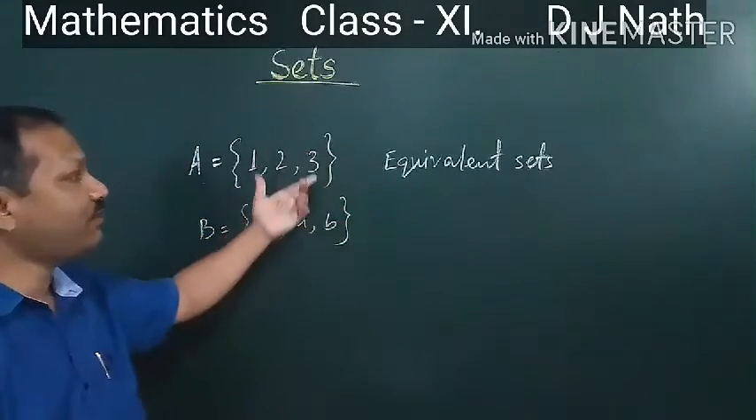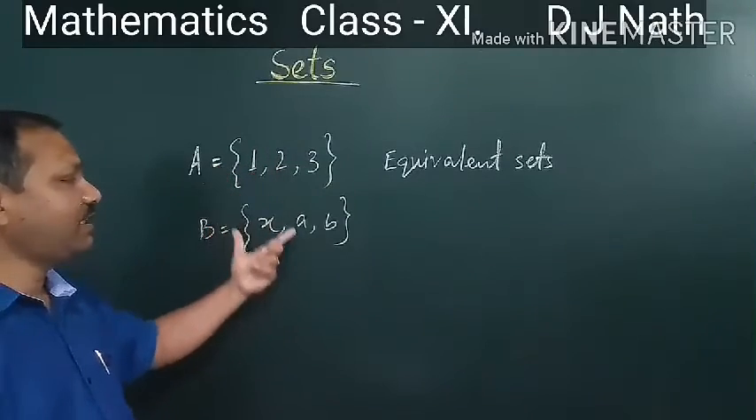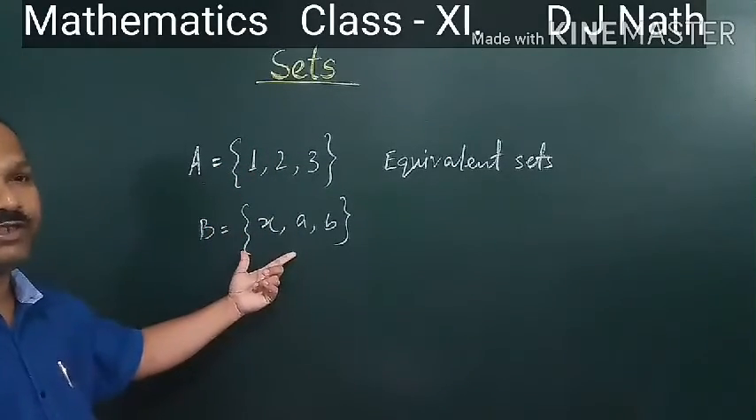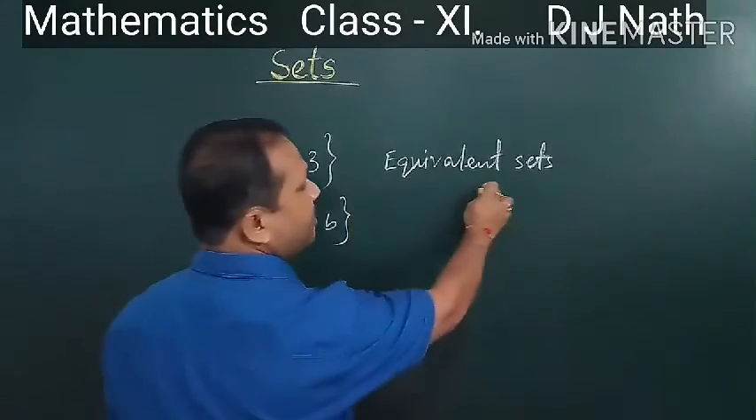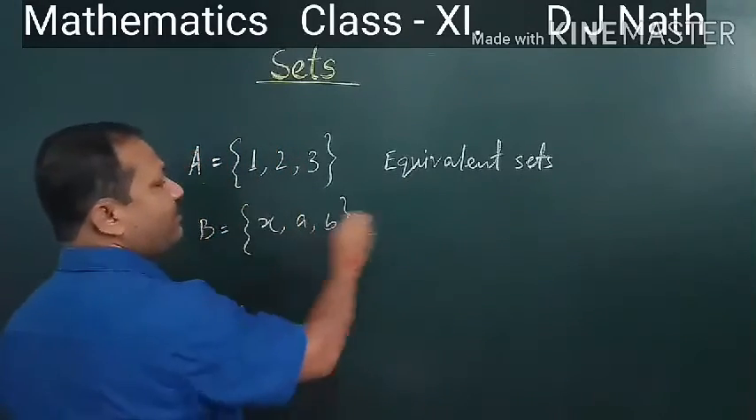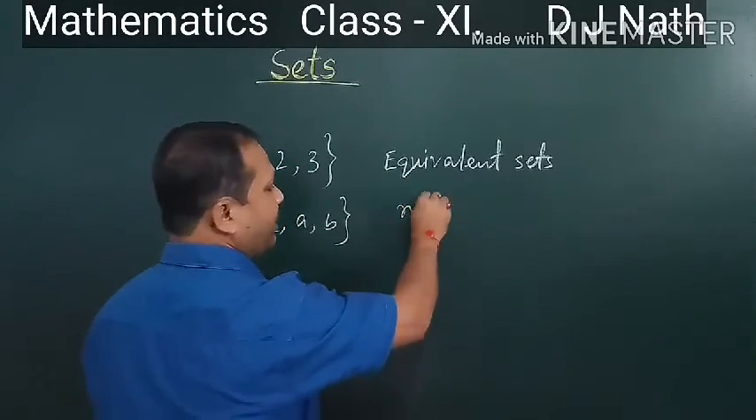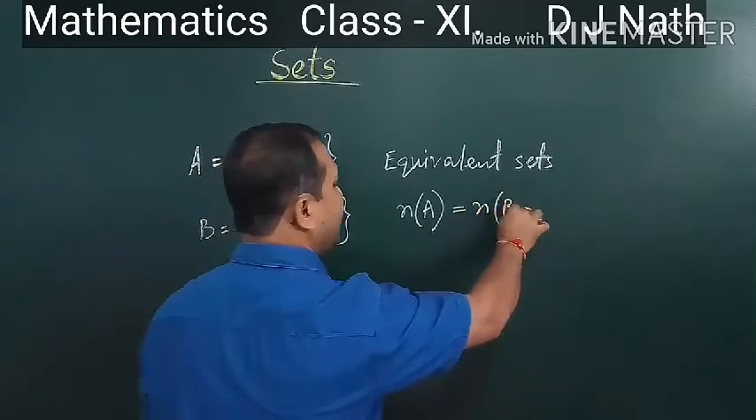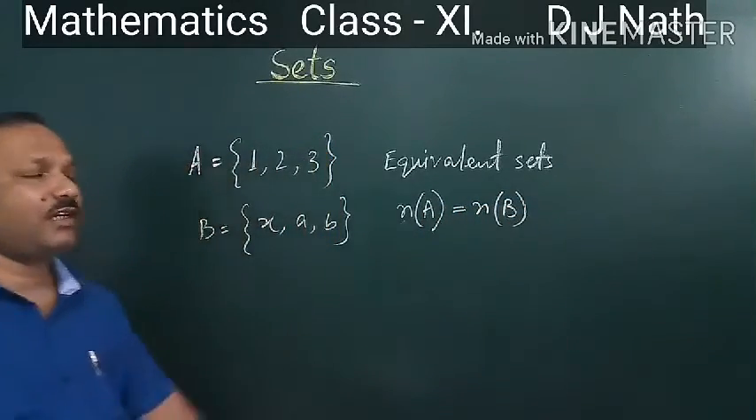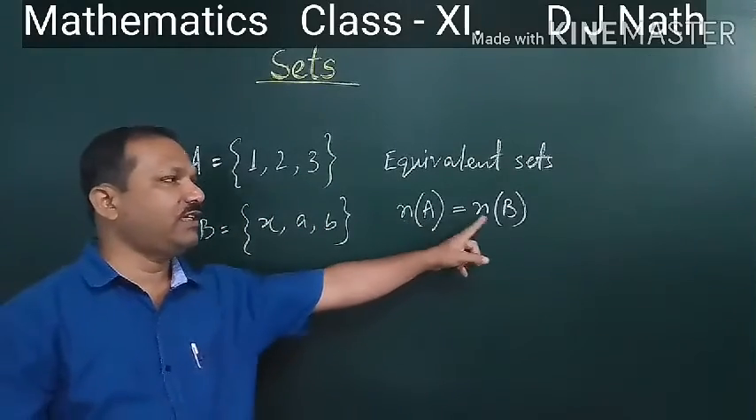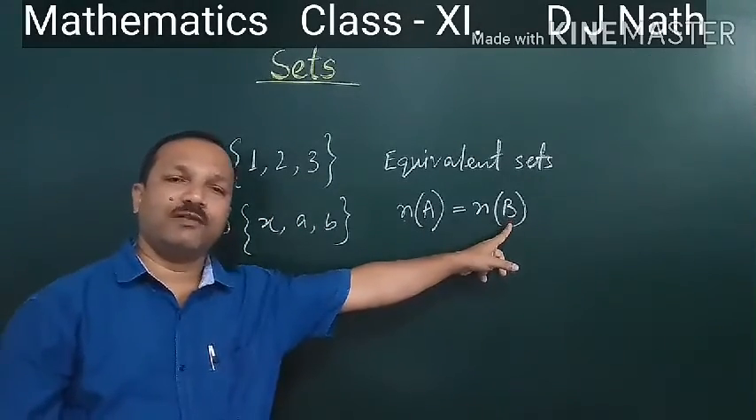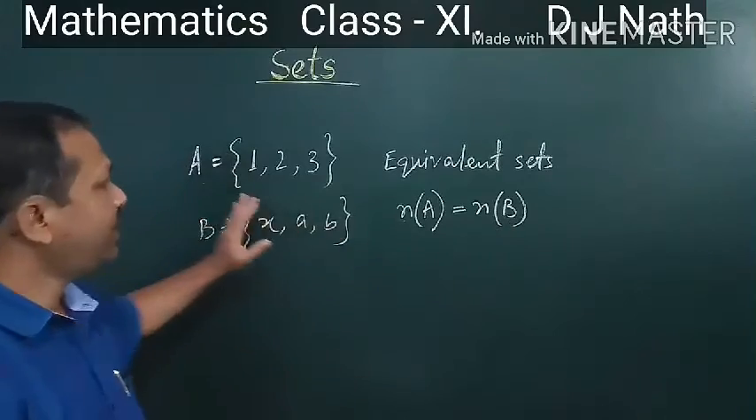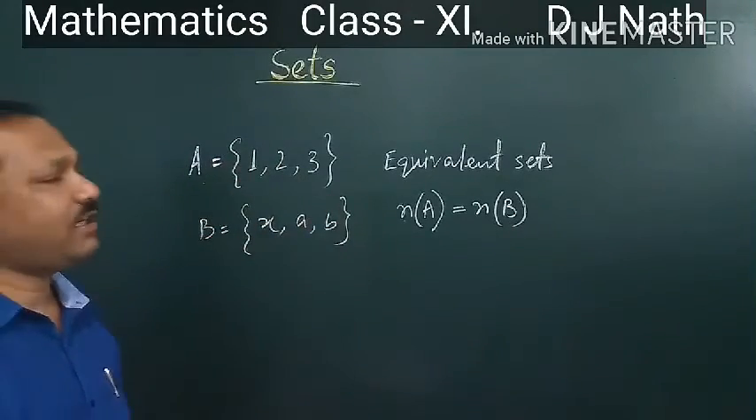If the number of elements of set A is equal to the number of elements of set B, then the sets are called equivalent sets. And number of elements, how will we write? n(A) is equal to n(B). n means number. Number of elements of the set A is equal to the number of elements of the set B. Then these sets are called equivalent sets.